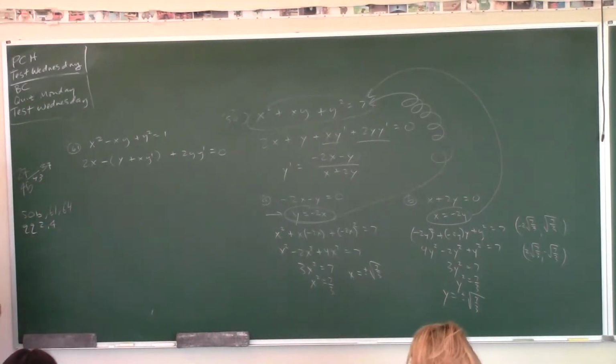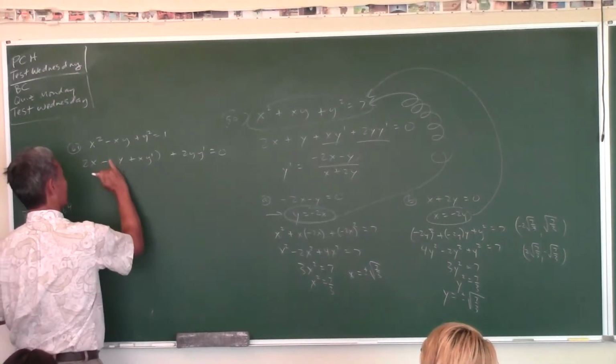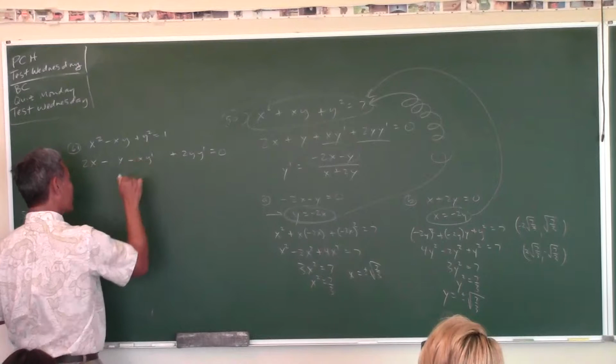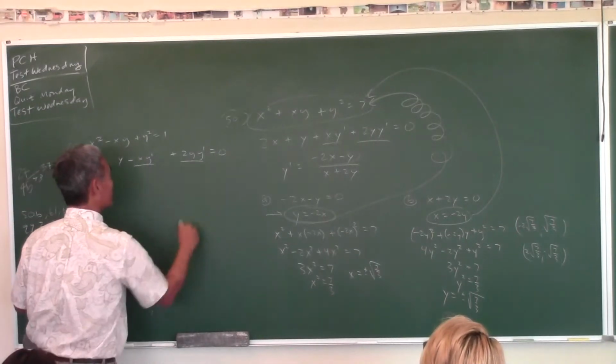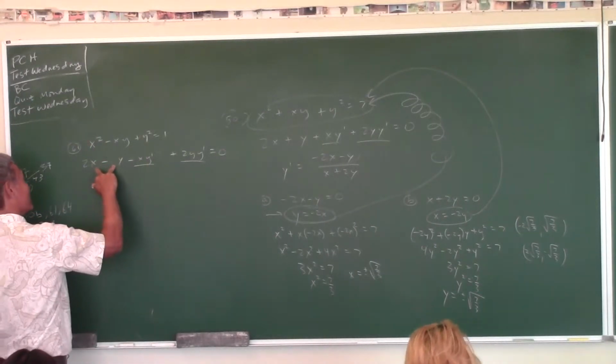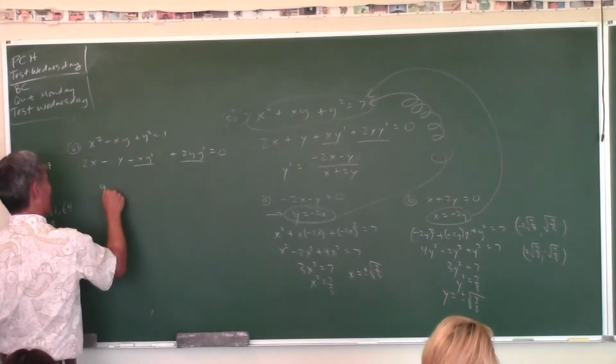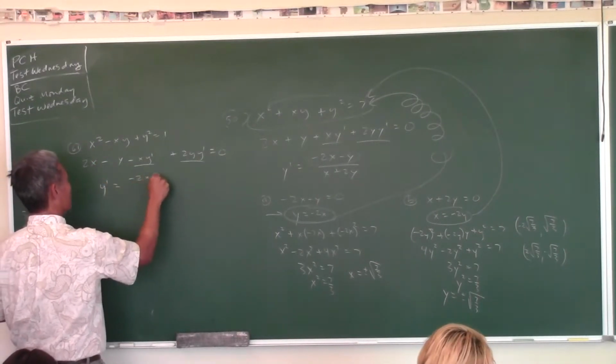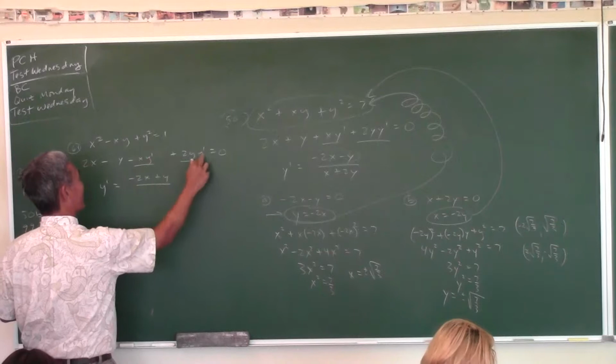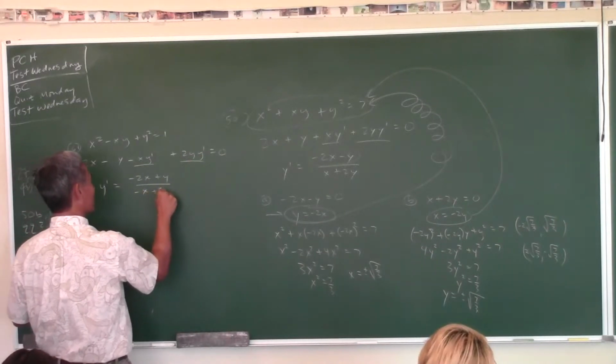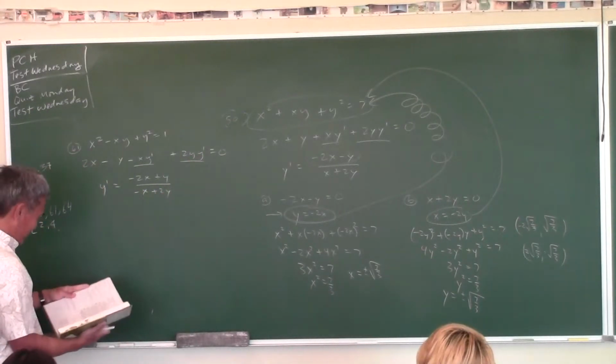Yeah, make sure you put the parentheses there, because that minus sign needs to be distributed. So this minus sign gotta be distributed. And then look, here are the two y prime terms. Banish these two to Siberia. So you get y prime equal negative 2x plus y. And then when you factor out the y prime, you're going to get negative x plus 2y. And then you just pick out the answer.